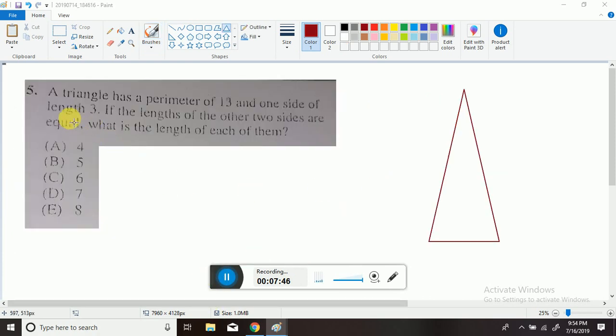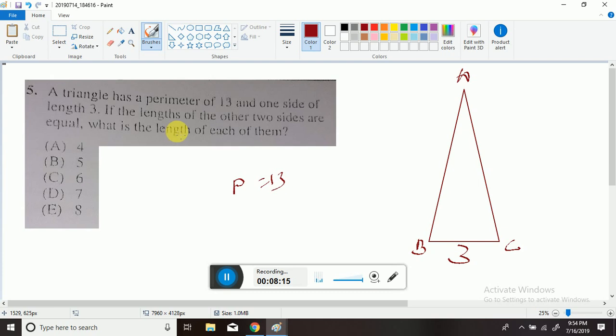Okay, now the next question: a triangle has a perimeter of 13. The perimeter P equals 13 in case of a triangle. What does perimeter mean? The sum of all the sides. So P equals 13, the sum of all sides. Let us write ABC here for simplicity. The question says one side has length 3. Among the three sides, one is 3.